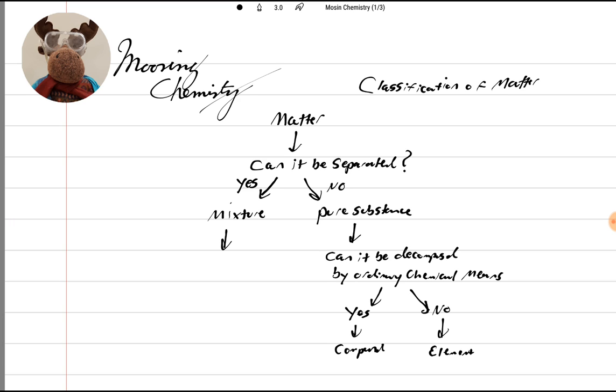So let's look at the mixture side. So the first thing we want to know is the mixture, is the composition uniform? So let me go ahead and write that down. Is the composition uniform? And if you say yes it is, then you have something called a homogeneous mixture, and it's also known as a solution. Okay? If you say no, then you have a heterogeneous mixture.